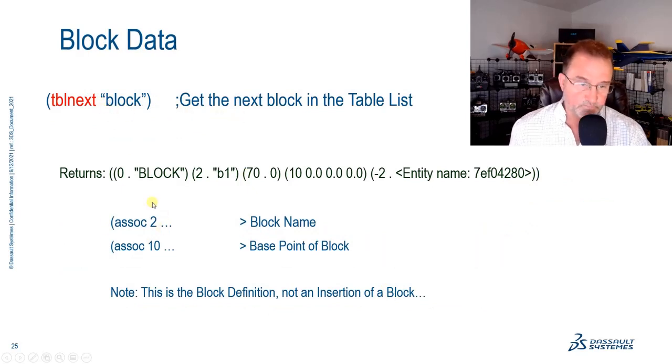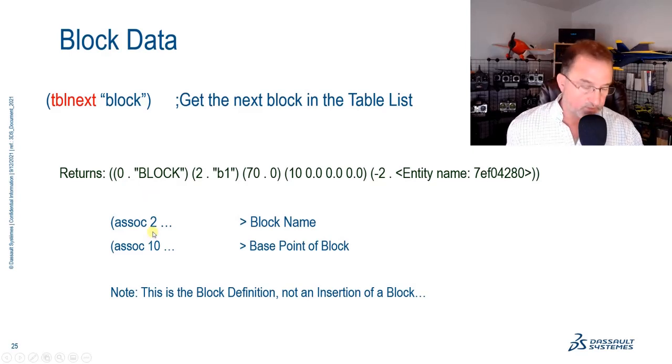If I look at this, the association list 2 is that name, like I just said. The association 10 list, notice here is 0,0,0. This is the base point of a block. Now, keep in mind that this is the block definition, not an insertion of the block.